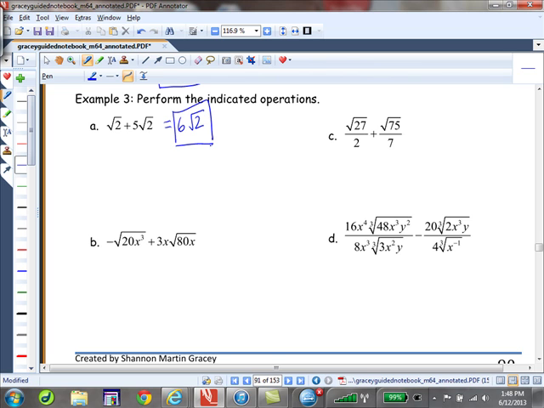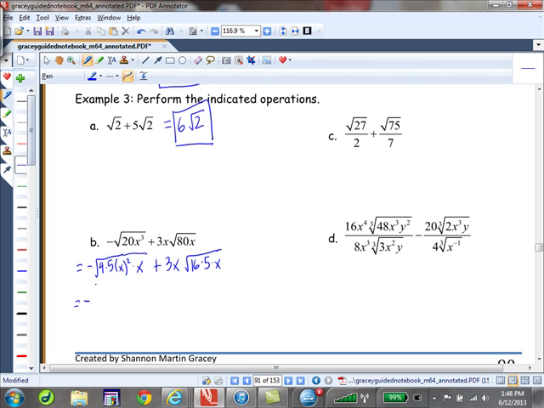Now part B, this is what I was talking about before. We need to simplify the radicals and then see if we have like radicals. So here we go. This will be negative square root 20, so that's square root 4 times 5, and then we have an x squared times an x, that's the same as x cubed. And then plus 3x times the square root. Now 16 is a perfect square, so 16 times 5 is 80 times x.